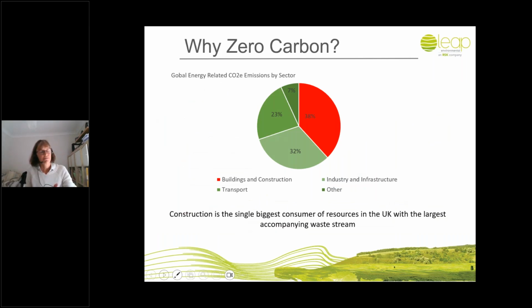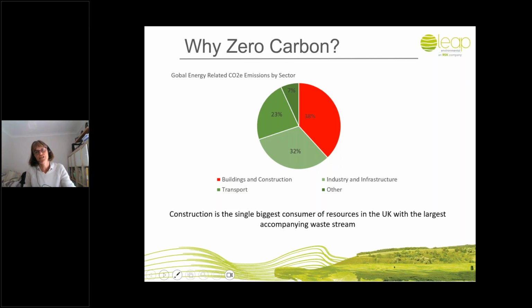If you talk about why it is zero carbon, what we're doing, the big area, I'm in construction. I'm in the business of developing particularly housing developments. As you can see from this graph, construction is the single biggest consumer of resources in the UK, with the largest accompanying waste stream, which means it's making a big contribution to carbon. So 38% is from building and construction.